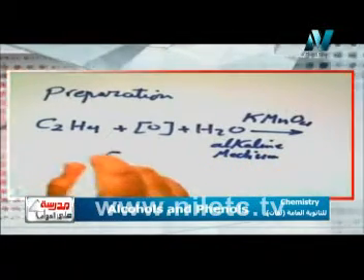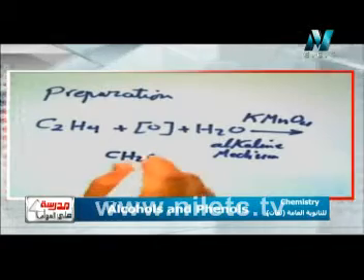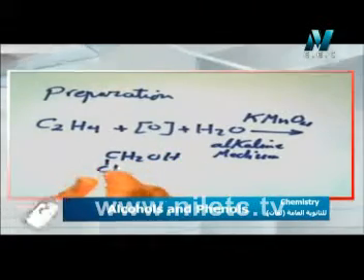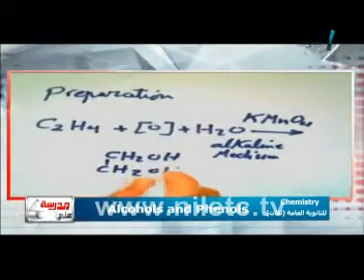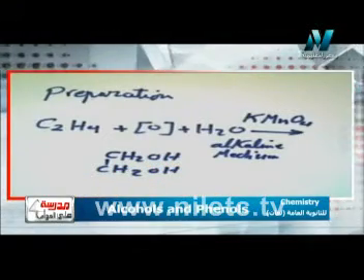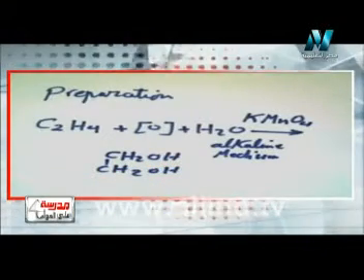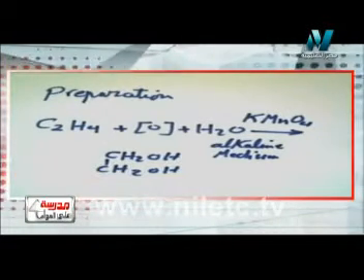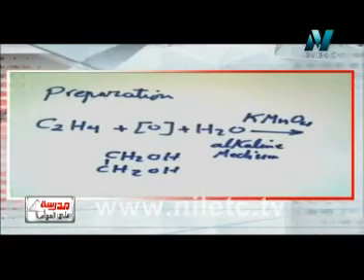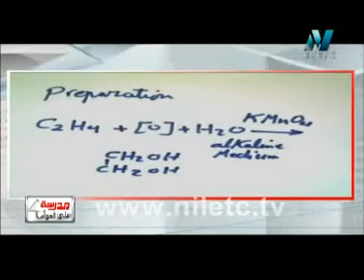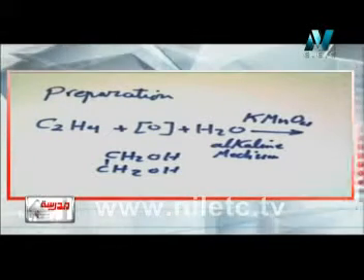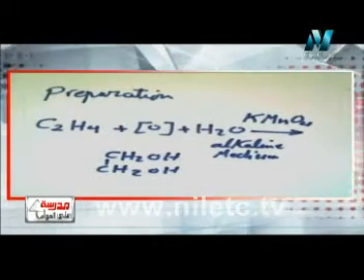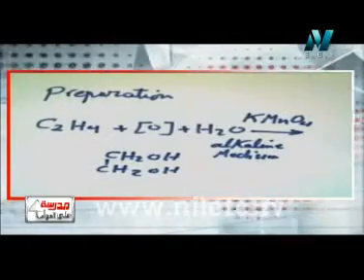It gives CH2OH, CH2OH, ethylene glycol. So oxidation of ethene gives ethylene glycol in the presence of KMnO4 in alkaline medium. It is called Baeyer's reaction, and we explained this reaction as a method to detect the presence of a double bond, or to differentiate between unsaturated and saturated.